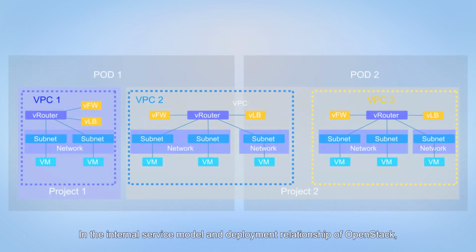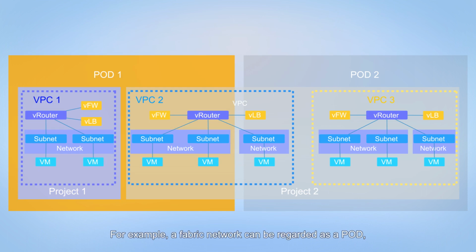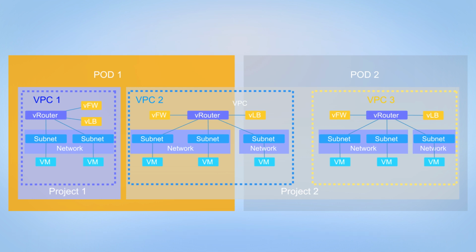In the internal service model and deployment relationship of OpenStack, I will introduce the pod and project. A pod is a physical unit. For example, a fabric network can be regarded as a pod, which is a basic deployment unit for carrying services. A set of resources can be deployed in one or more pods, and each pod can carry multiple resources.